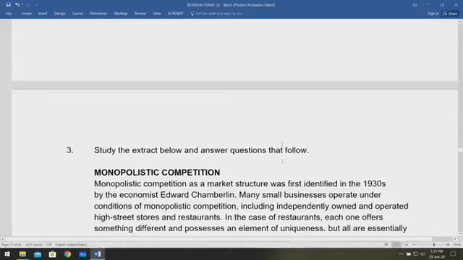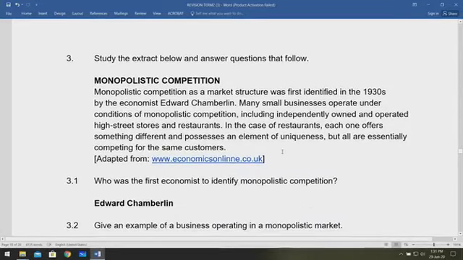Right. Moving on to question number 3, study the extract below and answer the questions that follow. Monopolistic competition. So it's giving us an idea what this is about. Monopolistic competition as a market structure was first identified in the 1930s by the economist Edward Chamberlain. Many small businesses operate under conditions of monopolistic competition, including independently owned and operated high street stores and restaurants. In the case of restaurants, each one offers something different and possesses an element of uniqueness, but all are essentially competing for the same customers.